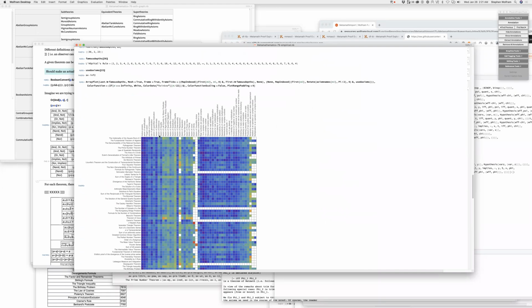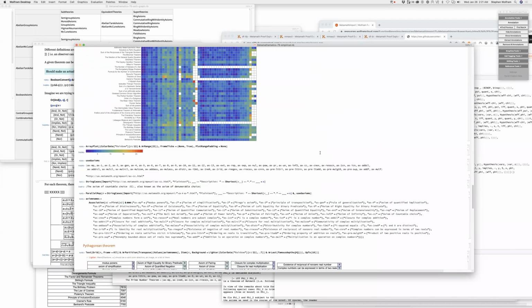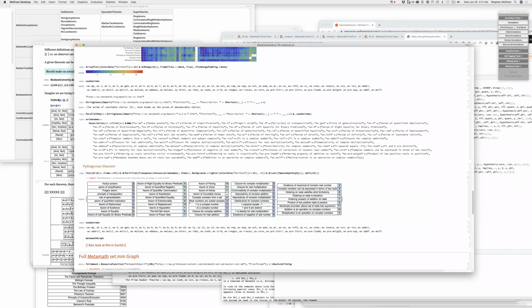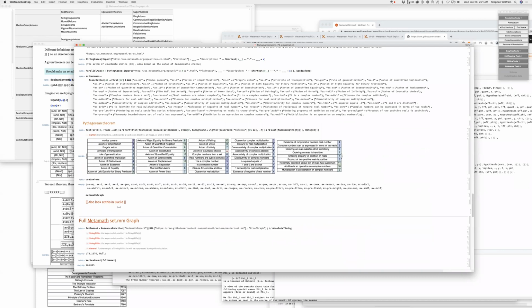Okay, how about the axiom of existence? Nice. Okay, so which one is that? That is axiom of existence, AX6. Okay, so now we want to say distance from all nodes to a particular axiom. And then for each axiom, we could make a histogram. Okay, so then AX6.